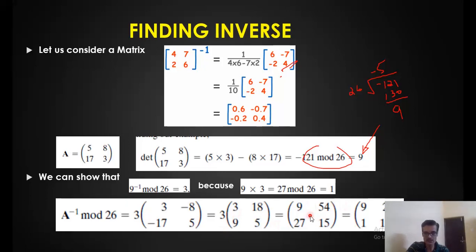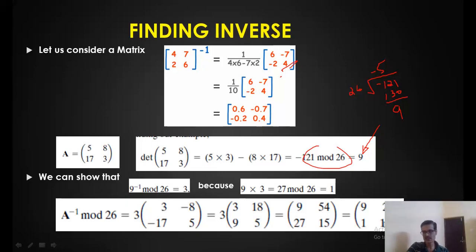Then we have A inverse here. Then take mod 26. What do we get for 9? It is 9 only. 54 mod 26 is 2. 27 mod 26 is 1. 15 mod 26 is 15. So we know the inverse now.